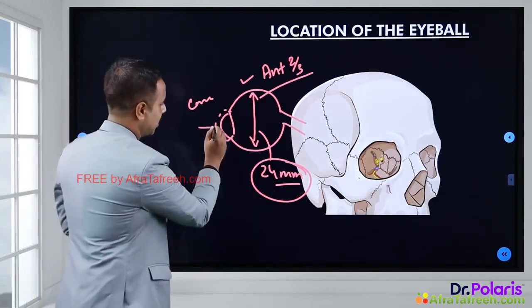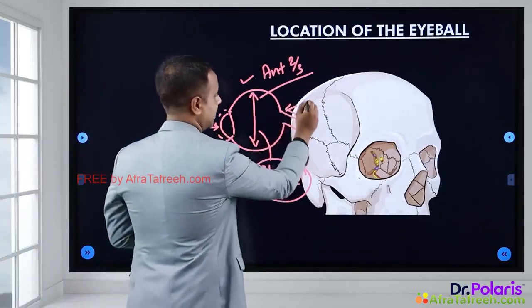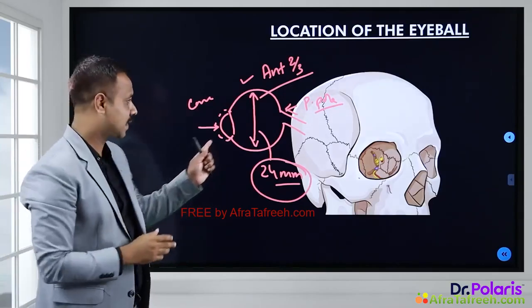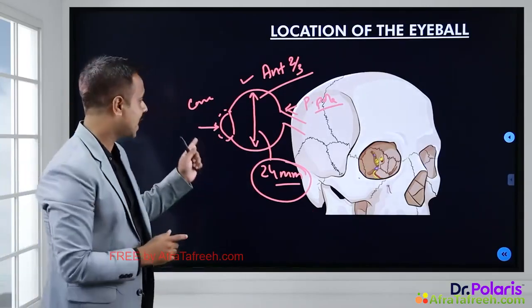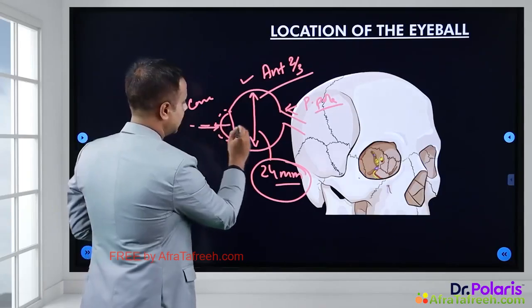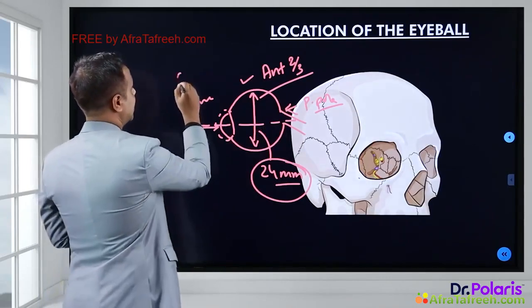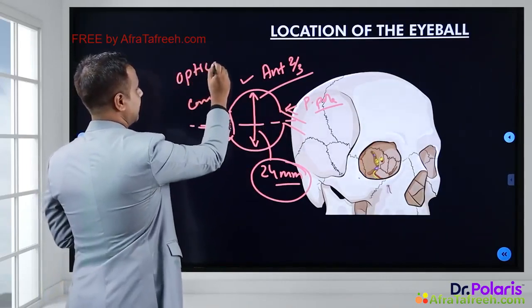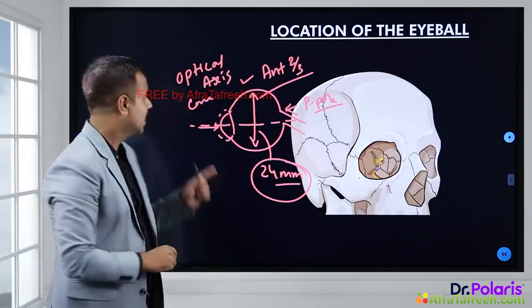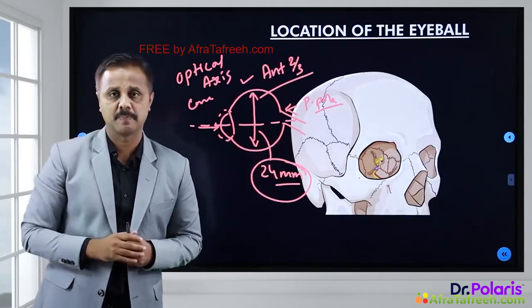The anterior portion of the eyeball is referred to as the anterior pole, and similarly, the posterior is referred to as the posterior pole. The centers of anterior curvature and posterior curvature are referred to as the anterior pole and posterior pole. Now, if you draw a line from the anterior pole cutting through the posterior pole, this is referred to as the optical axis. Now, why do we need to know this? I'll repeat again. The optical axis passes from the anterior pole through the posterior pole.